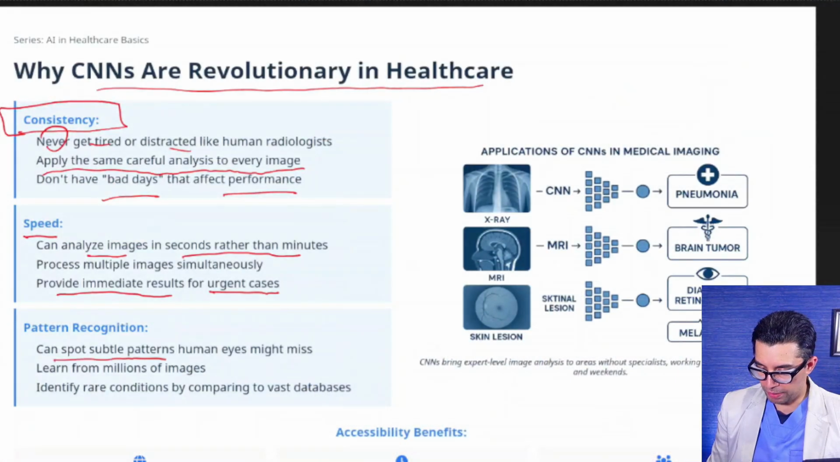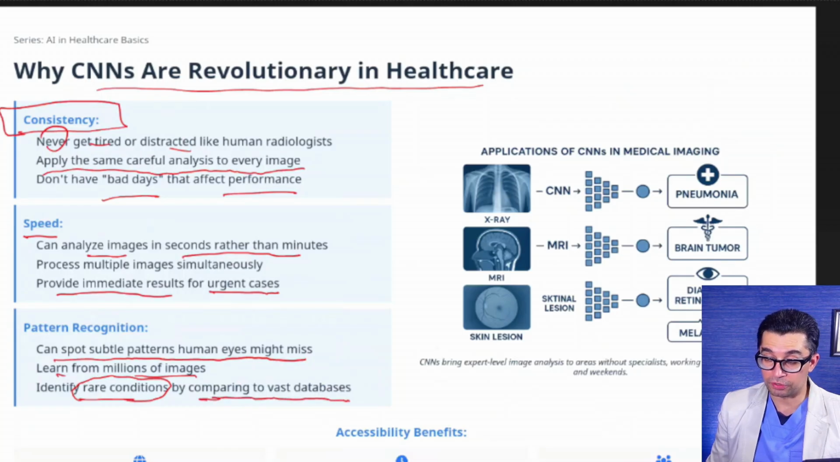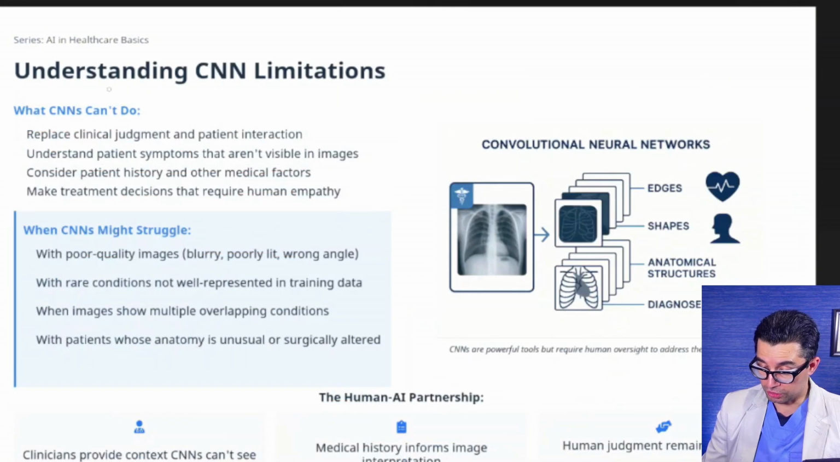They can spot subtle patterns human eyes may miss because they're learning from millions of images. And if possible, and this could be somewhat of a limitation, but if they're trained properly, rare conditions can also be picked up, especially if the model has been trained on vast databases. But just the limitations, understanding CNN limitations, what they can do. Well, they cannot replace clinical judgment currently, and of course, they cannot replace patient interaction.